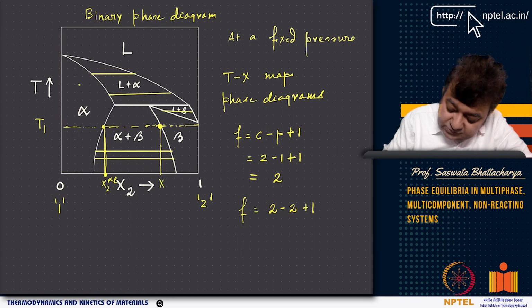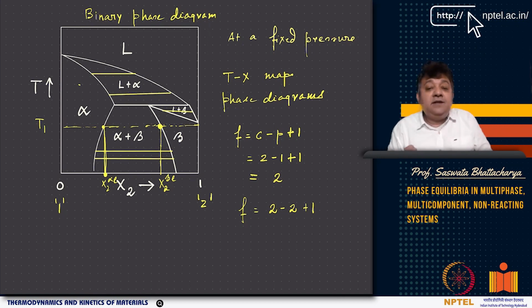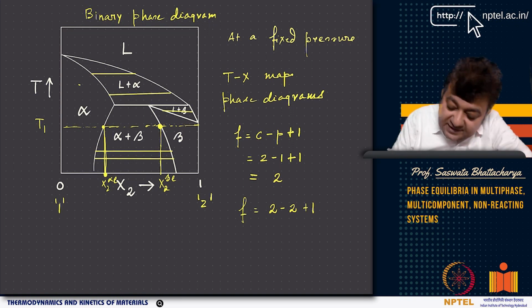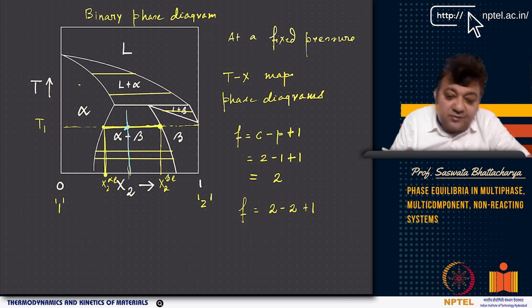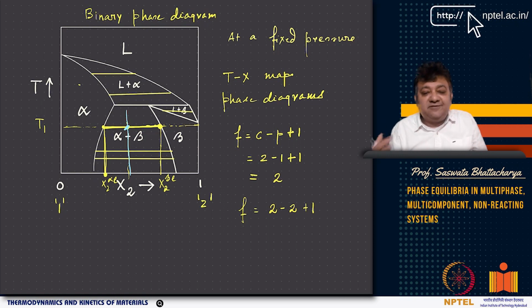So this X2 beta equilibrium gives the equilibrium compositions of the coexisting phases, like the alpha phase and the beta phase. Similarly, the line that we draw here is called a tie line. If I have a certain alloy composition here, then I can tell for this alloy composition what is the amount of beta phase and what is the amount of alpha phase.